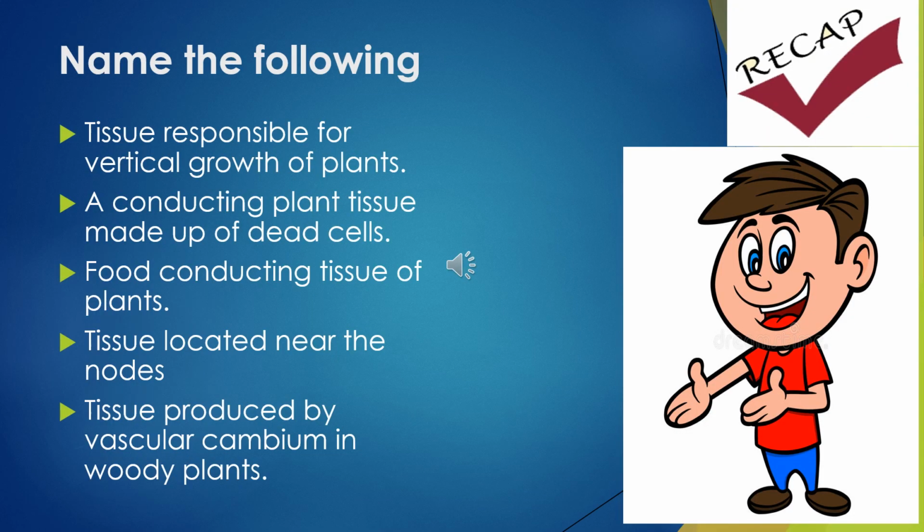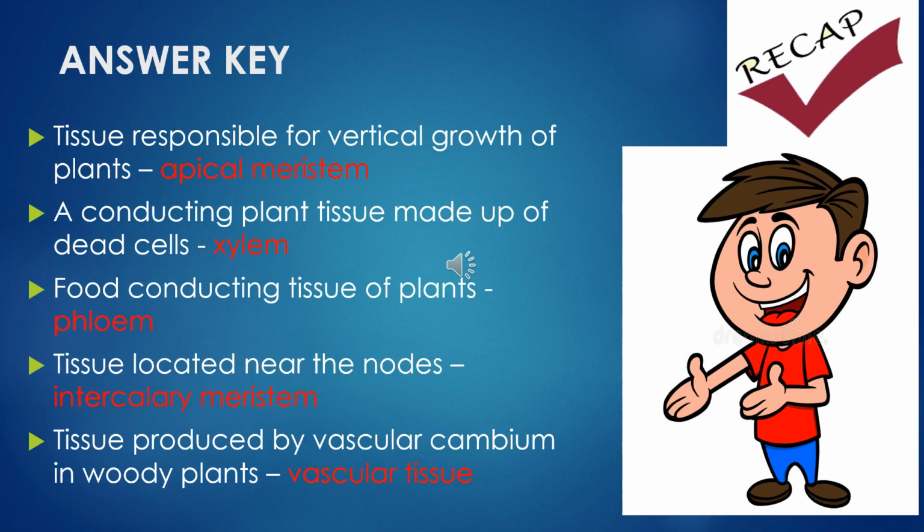Let's try and answer these simple questions to have a quick recap of what we have learnt. This is the answer key to the questions provided in the previous slide. Tissue responsible for vertical growth of plants: apical meristem. A conducting plant tissue made up of dead cells: xylem. Food conducting tissue of plants: phloem. The tissue located near the nodes: intercalary meristem. The tissue produced by vascular cambium in woody plants: vascular tissue.